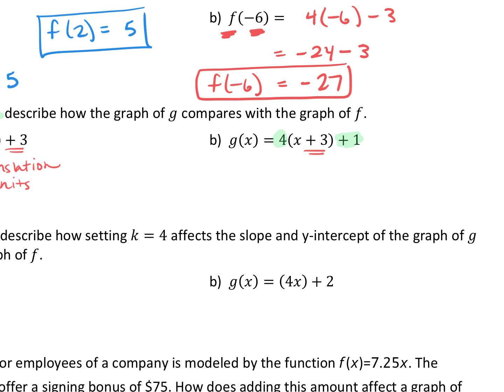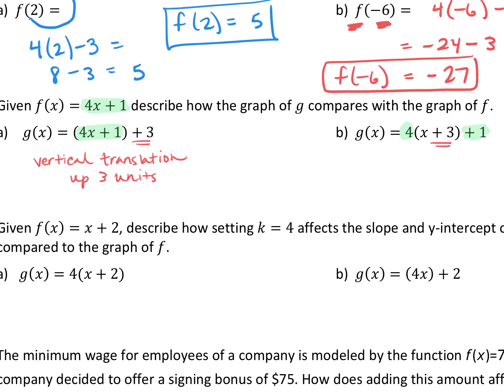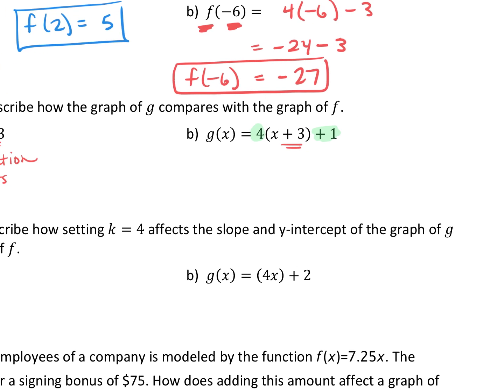So if you are making a change to just the x versus to the whole thing, over here, the change was the plus 3 to the whole function. Here's the whole function plus 3. That's a vertical change. If you're making a change to just the x, that's a horizontal change. And because the change is with addition or subtraction, it's going to be a horizontal translation.